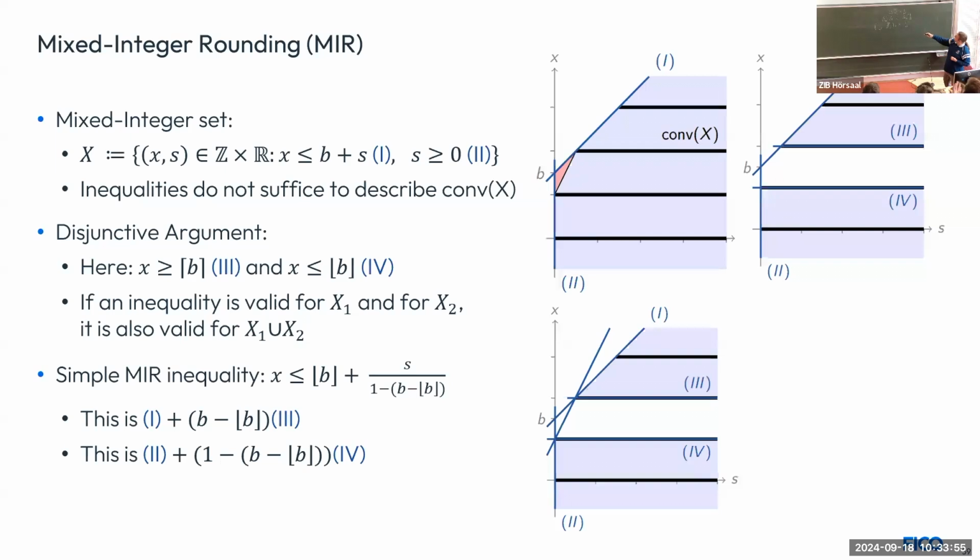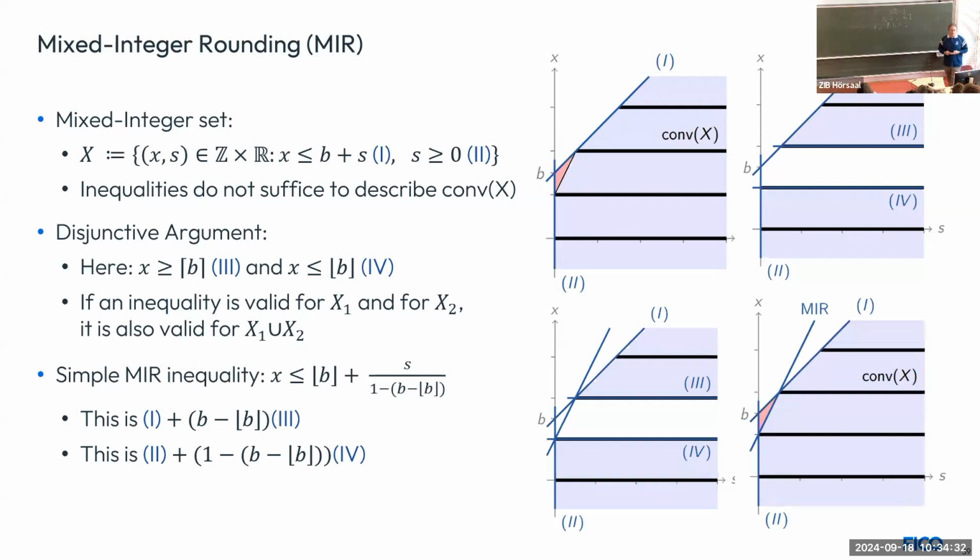And you can just check with pen and paper that you can derive this inequality either by convexly combining 1 and 3 to each other. So this 1 plus 3 with the correct coefficients as they are shown here will give this inequality, and you can derive the very same inequality with different coefficients from 2 and 4. The same inequality is valid for either side of the disjunction, so it's valid for the overall problem, by the disjunctive argument that you made here. So that's the so-called MIR inequality.